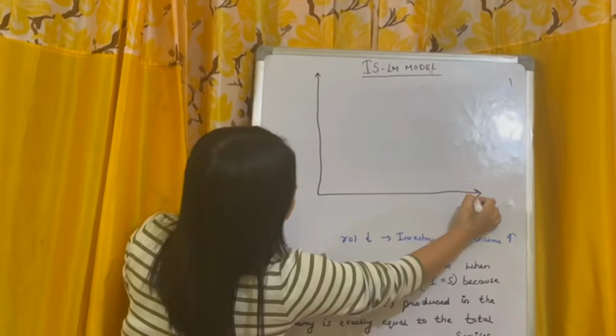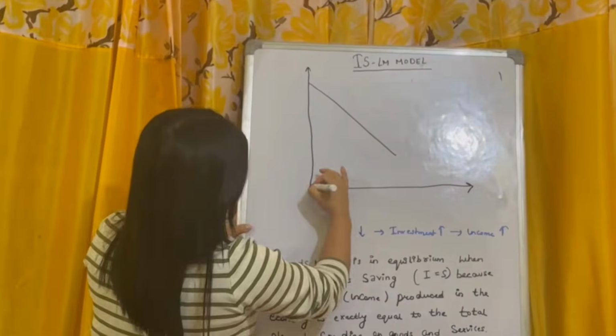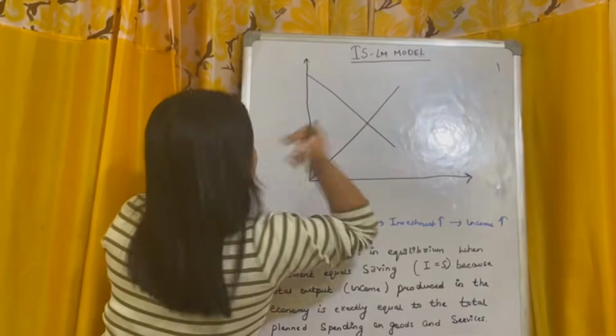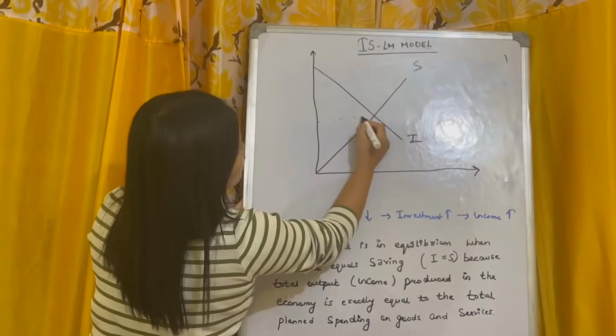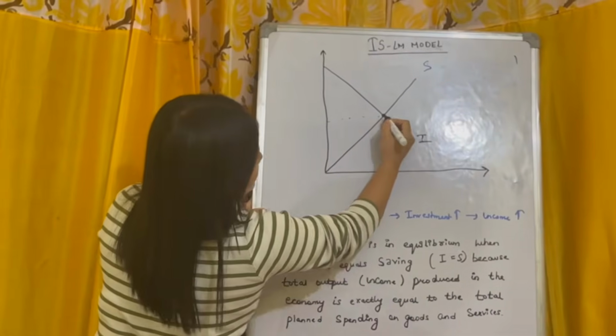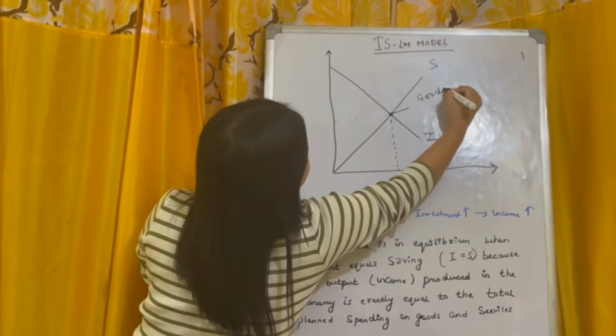This is our graph. Our investment is downward sloping and saving is upward sloping from the 45-degree line. So this is the saving line and this is the investment line, and where they meet it shows there is an equilibrium. This equilibrium point shows goods market equilibrium.